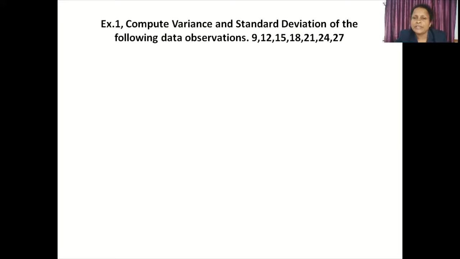So compute variance and standard deviation of the data, or you can say for the following observations, and here we have given 7 observations. So this type of question carries 3 marks in our question paper because it is raw data, only observations, not their frequency. So this is of the type raw data.